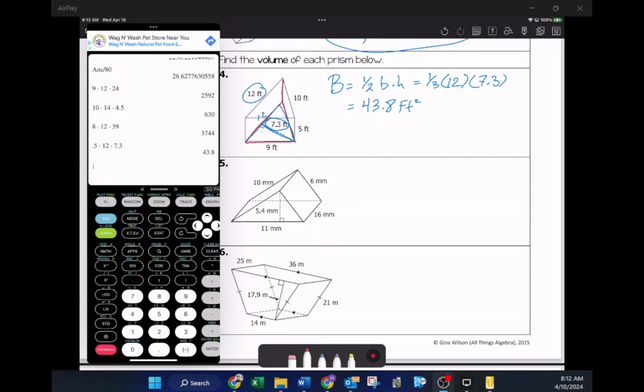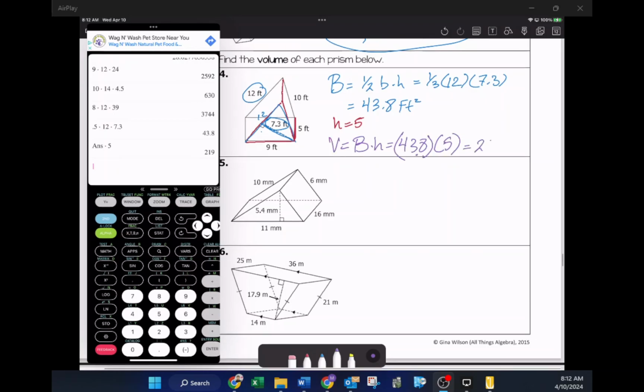Now the height, and don't forget, height is not the same thing as height of the triangle, or height of the base. Height of a prism is the distance between the two bases, and this right here is the distance between the two bases. So in this case, my height is 5. So volume equals area of the base times the height, 43.8 times 5. And we get 219 feet cubed.